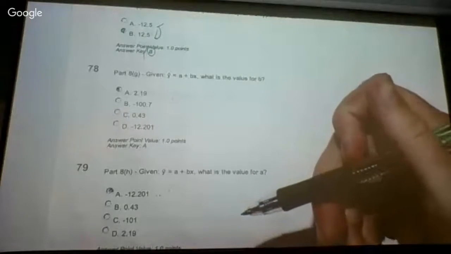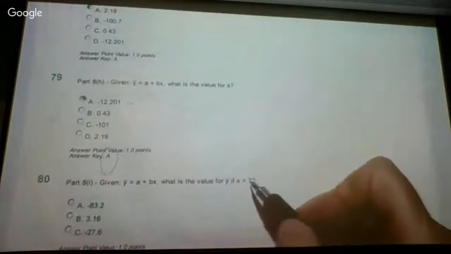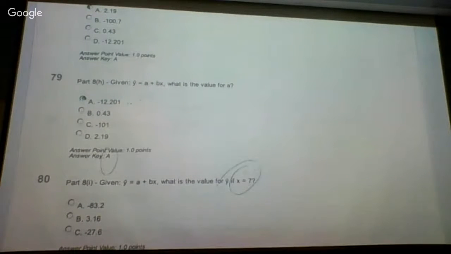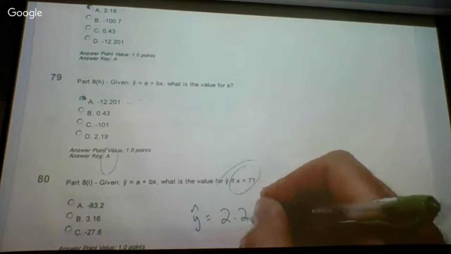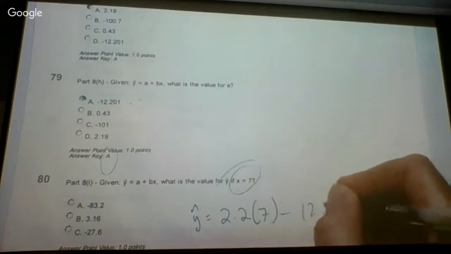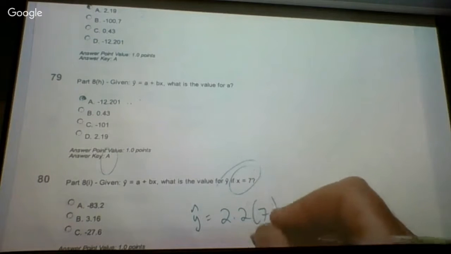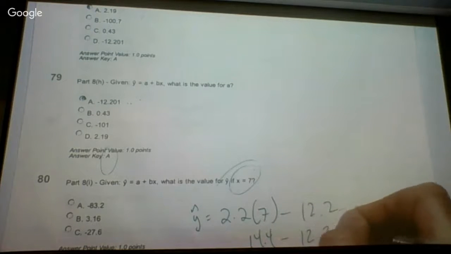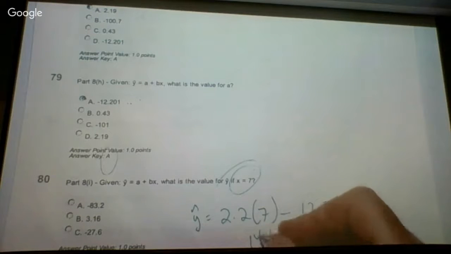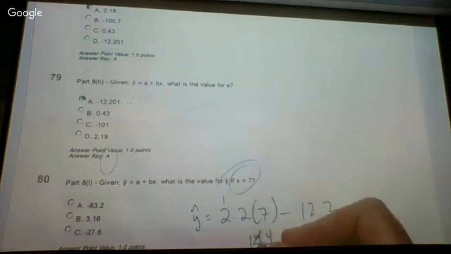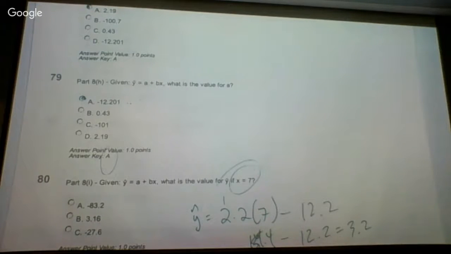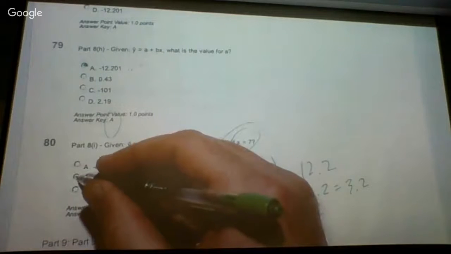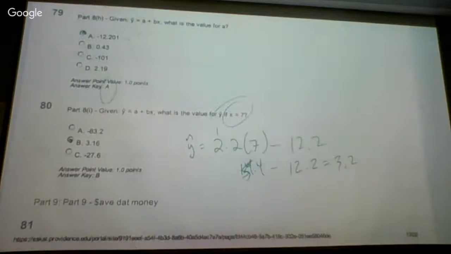Because if x equals 7, and we say y hat equals 2.2 times 7 minus 12.2, we get something like 14.4 minus 12.2, 15, I forgot to carry the 1. 15.4 minus 12.2 gets me something like 3.2, which is nicely available. 80 is B.